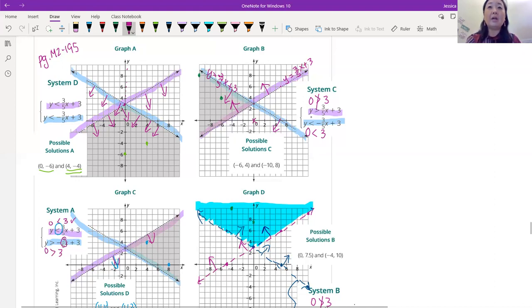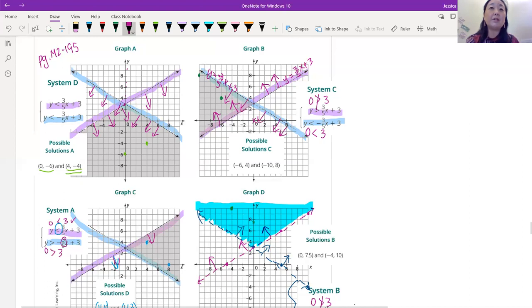And again, right here, we're going to go with the other way, not plugging in 0, 0. We're just going to try it out. For the purple line, it says y is greater than, so we know that we're going to be shading up, just like this. And here for the blue line, y is less than, so we're going to be shading down on the blue line.